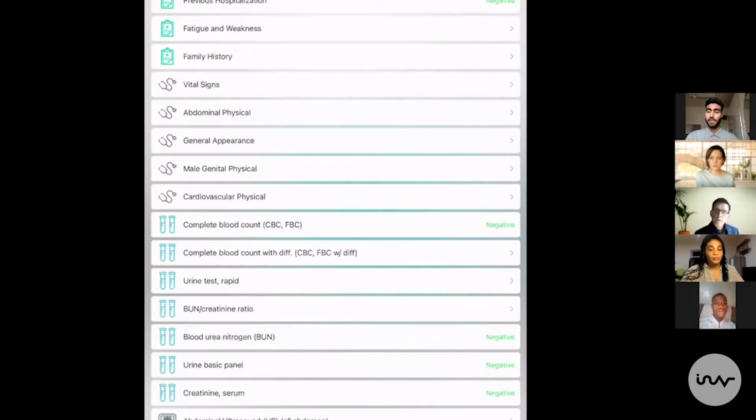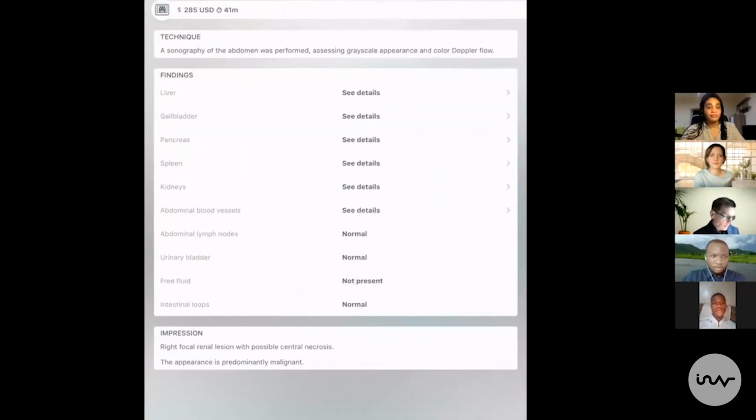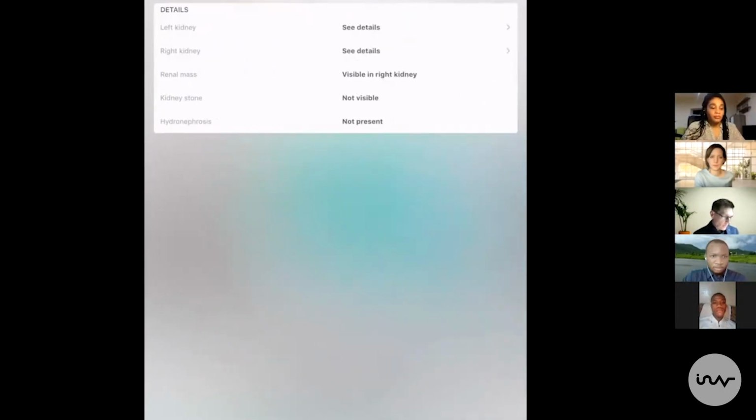Would you do any further tests? Yes, you can do biopsy. Biopsy. Can we see the details on kidney for the ultrasound? We already have the abdominal ultrasound, so we cannot request it again once more. But that's a very good idea to see the details about the kidney.